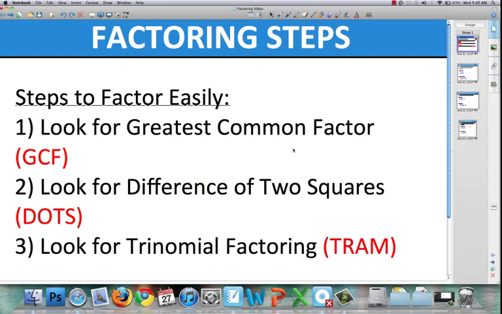So once again, these are the three steps that you want to look for. Look for your greatest common factor first, then difference of two squares, and then look for a trinomial factoring. So I hope this was a nice review for you and you found it helpful.